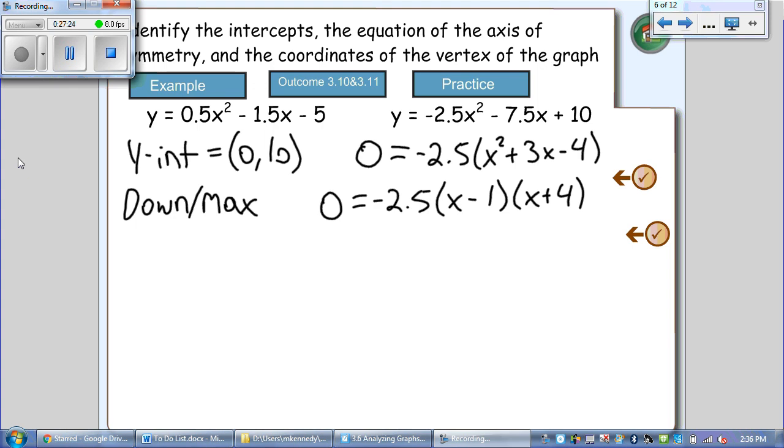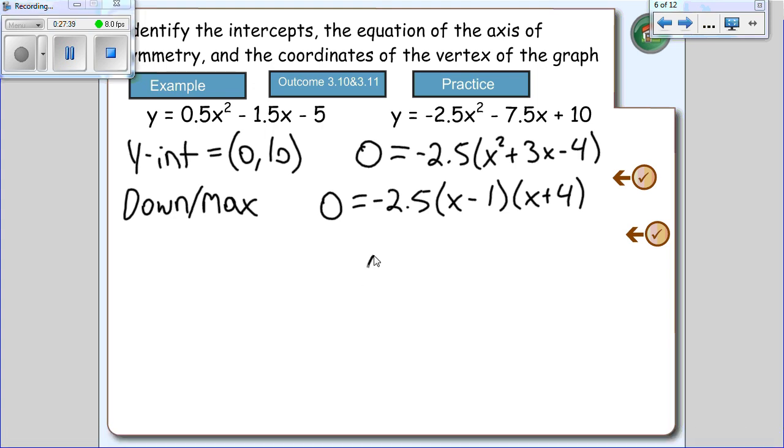Don't write this down. This is just for the sake of showing it. If we multiply that 2.5 in, we'd have negative 2.5x plus 2.5. What value of x would make that 0? It would still be 1. It's still the exact same x-intercept, because negative 2.5 times 1 is negative 2.5, plus 2.5 still makes it 0. So having a value out front doesn't affect your answer.